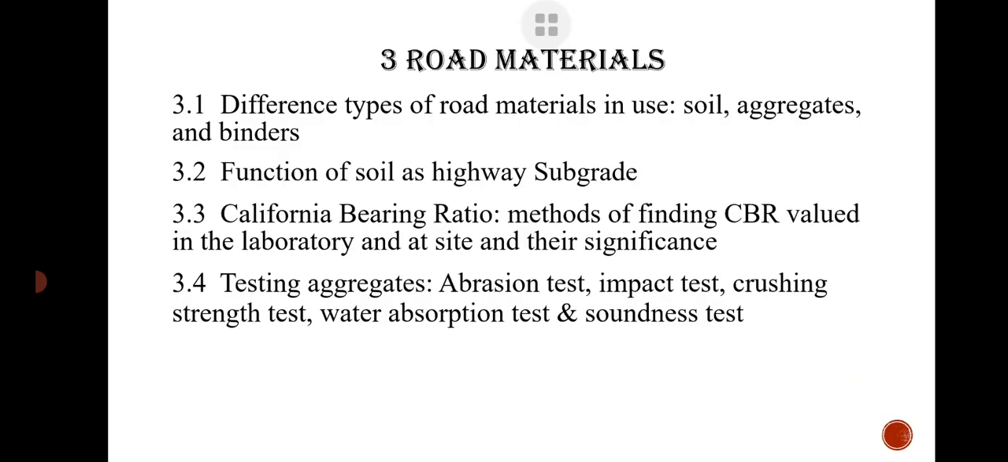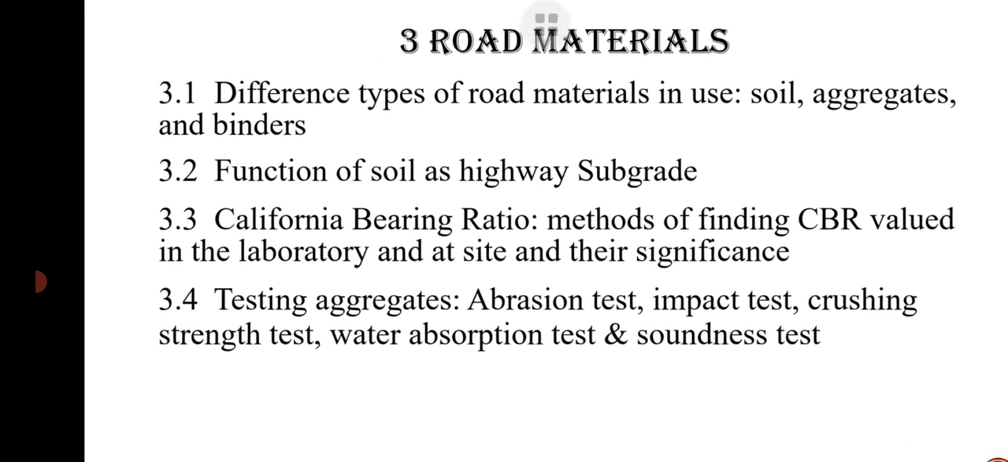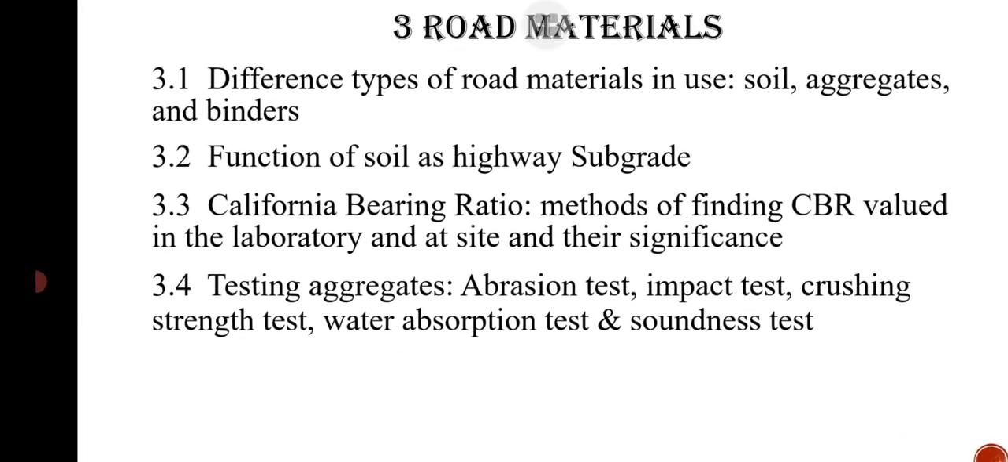Today we will discuss different types of road material used for construction of the pavement. These are soil, aggregate and binder. Then why soil is used as highway subgrade, that is the function of soil as highway subgrade. Then CBR, how CBR is determined, what CBR is and its significance. Next and last, we will discuss testing on aggregate. These are physical tests like abrasion test, impact test, crushing strength test, water absorption test and soundness test.